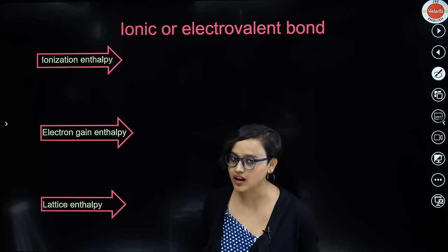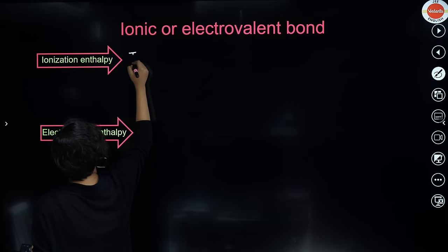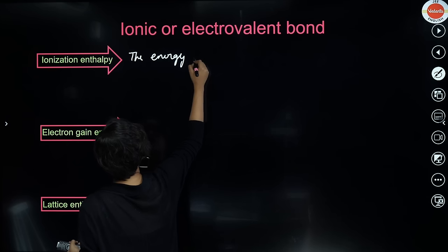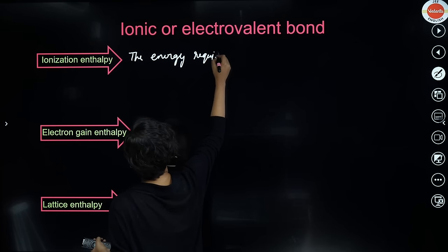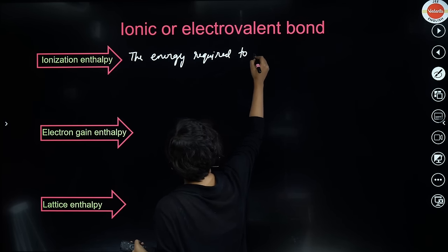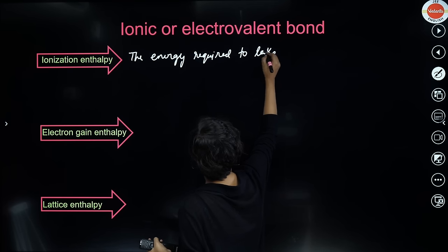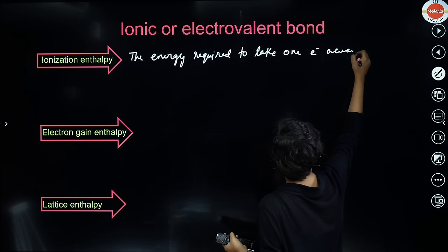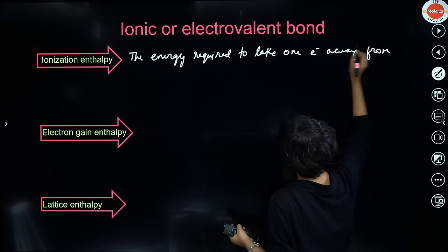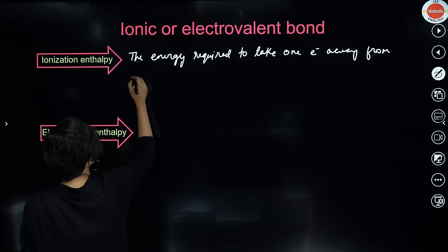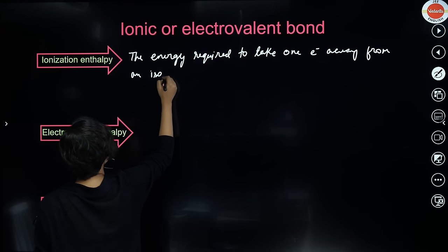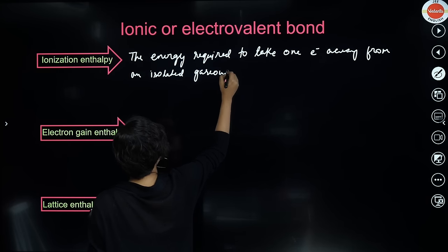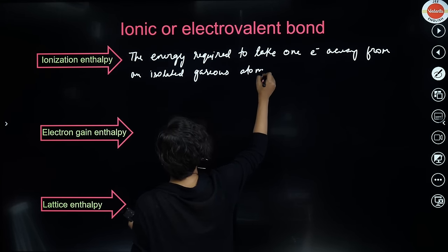So what is ionization enthalpy? Ionization enthalpy is the energy required to take one electron away from an isolated gaseous atom. That is called your ionization enthalpy.